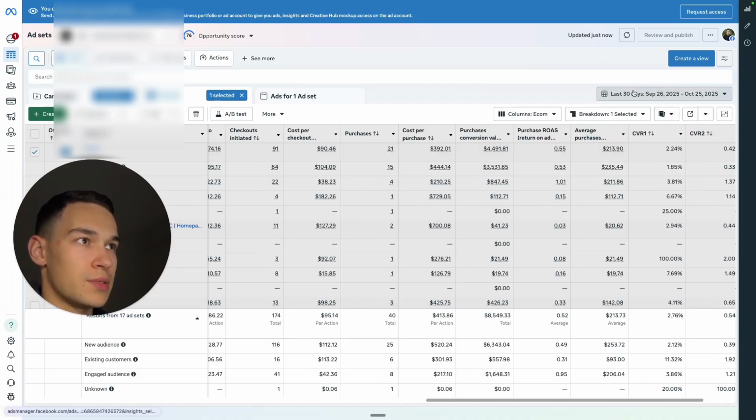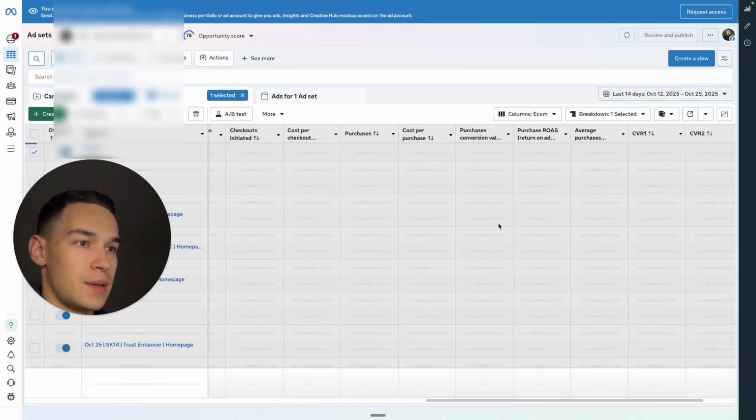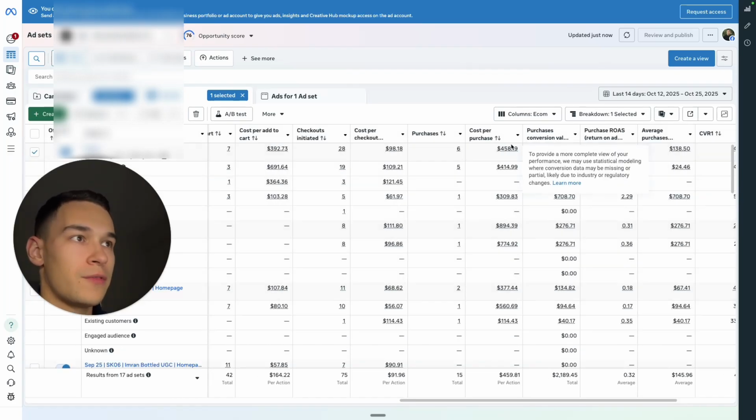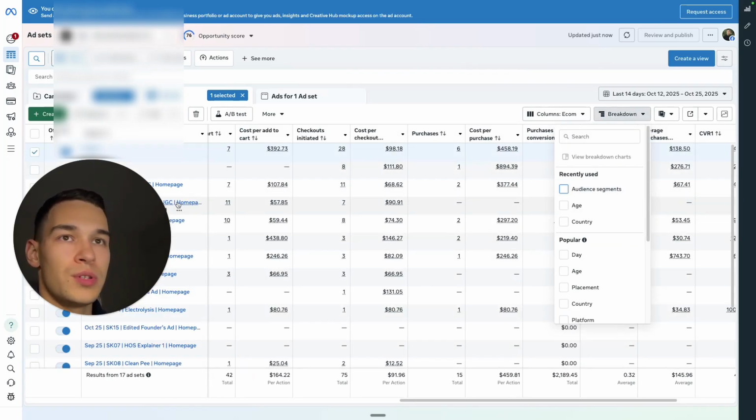All right, let's now take a look at the last 14 days. Because I know it's pretty bad. All right, ROAS 0.3. Average order value dropped even further. So it's 145, right? So again, even in the new audience here, I think a lot of people are existing customers.